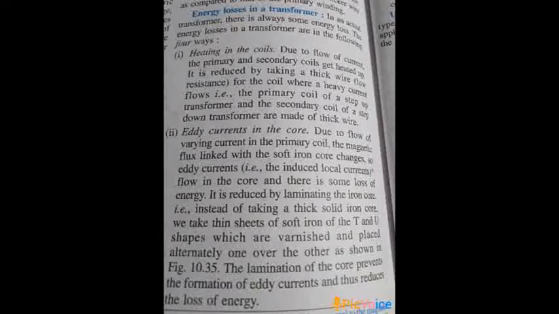Due to the flow of varying current in the primary coil, the core magnetizes and demagnetizes alternately. In each cycle of magnetization and demagnetization, there is some loss of energy, which is called hysteresis loss. This is reduced by taking the core of soft iron. Soft iron is a ferromagnetic substance which has a high permeability. It concentrates the magnetic field lines and also reduces the hysteresis loss.